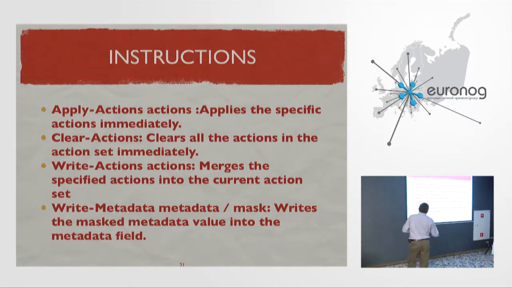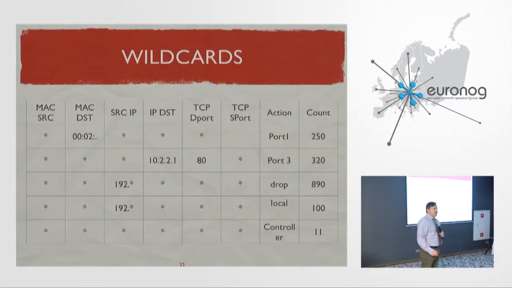You can apply actions immediately. You can clear actions, write actions, so you can munge the frame, and then write metadata and masks into the field. So just four simple actions can be done. We don't really care. A lot of people sit there and say, you're going to specify everything. No, I'm going to use wildcards. The secret behind OpenFlow is to say, maybe I just want to say any MAC source to some MAC destination, send it out port 1.